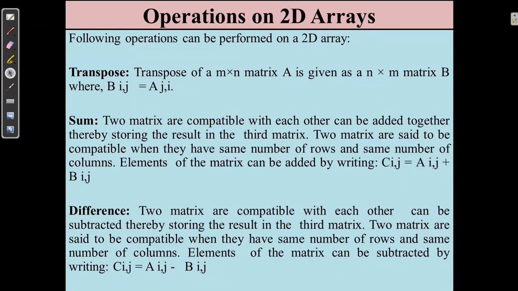Hello everyone. In this video, we are going to discuss operations on a two-dimensional array. Like when we discussed one-dimensional arrays, we discussed all the operations that we normally perform on them. For example, we can perform insertion, deletion, traversal, searching, so many operations on a one-dimensional array. Similarly, there are some operations which could be performed on a two-dimensional array. So the first operation which can be performed on a two-dimensional array is transpose of a matrix.